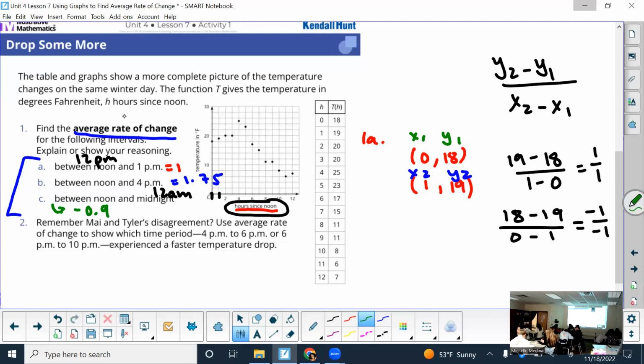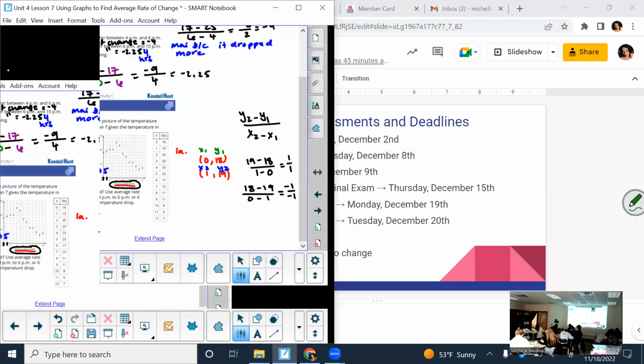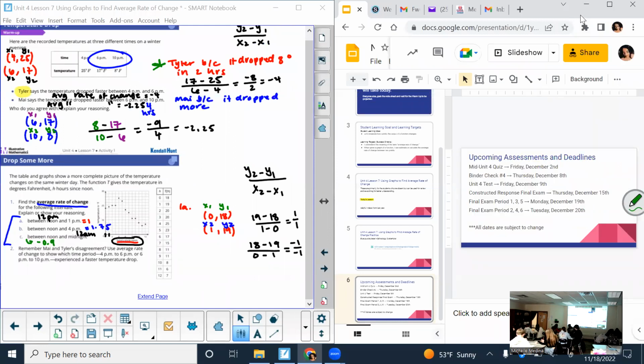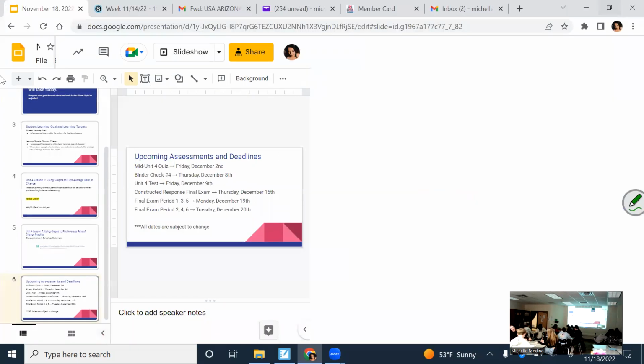So let's see, you could also do this in a calculator, but I also want you to know how to do things without a calculator because some of you show up to the test without a charged Chromebook and all of that stuff. So here's how to do it without a calculator. This will minimize.